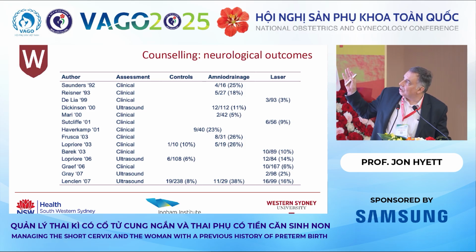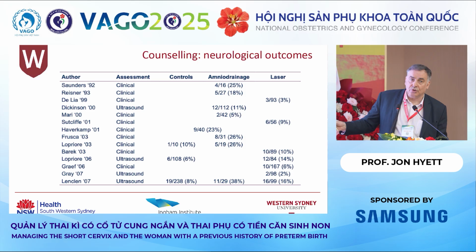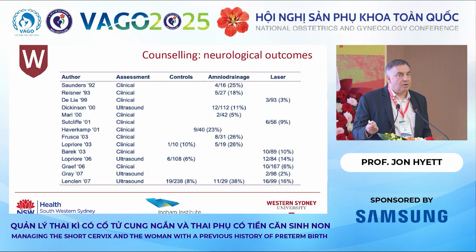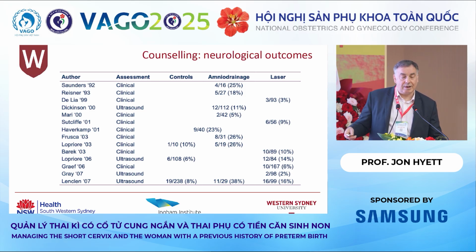You can see that outcomes generally are better if you do laser than if you do amnio drainage, but there is a 1 in 25% chance that one or both babies could have some neurological problem post-laser, and I think it's really important that parents are aware of that. And in our circumstance, a significant portion of parents choose to have a termination of pregnancy rather than a procedure, and that's because of the risk of ongoing neurodevelopmental problems.